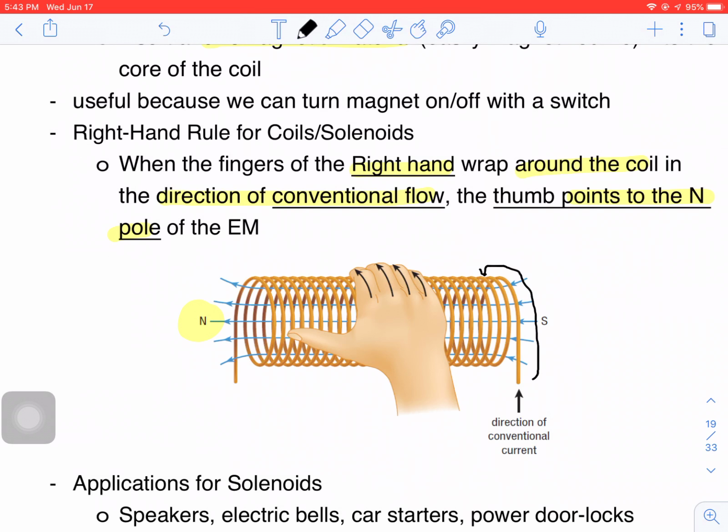Now, we use electromagnets for a lot of different things, and it's critical that we know which end is north and which end is south, because I'm either going to get attraction or repulsion. If I'm trying to attract something, I don't want it to repel. I want to know what the effect is going to be when I turn my electromagnet on.